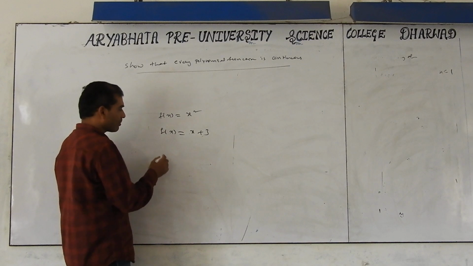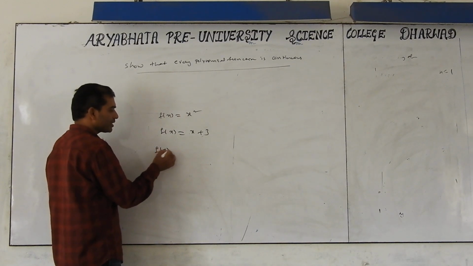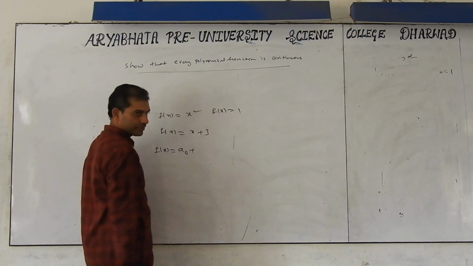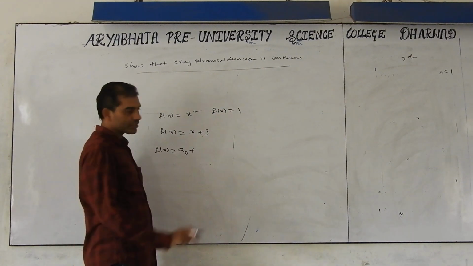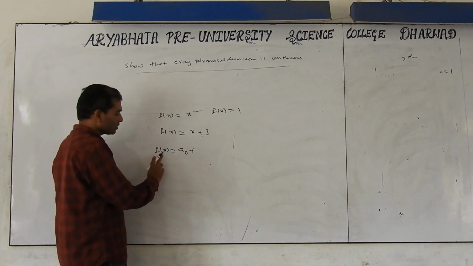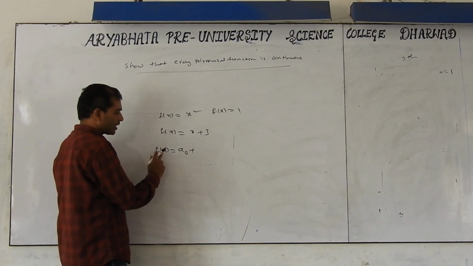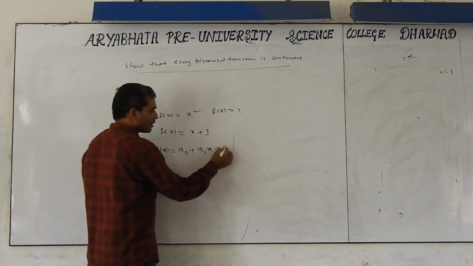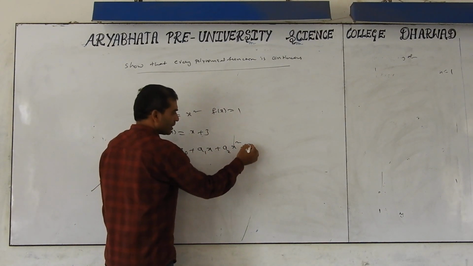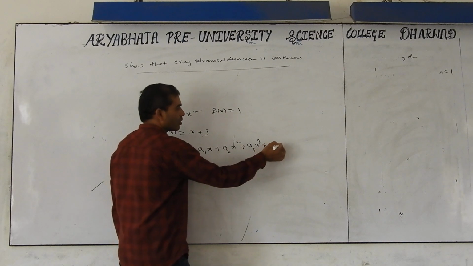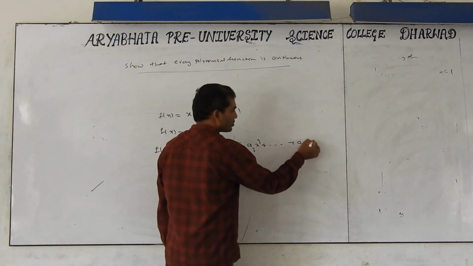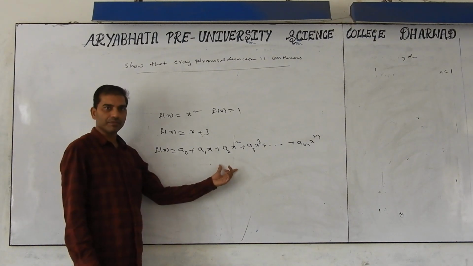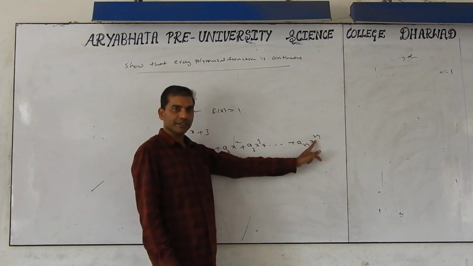So what is the general form of a polynomial? f of x is equal to a naught. A constant is also a polynomial, called a constant polynomial. So the polynomial general form is f of x equal to a naught plus a1x plus a2x square plus a3x cube plus so on, an x raised to n. This is the general form of a polynomial function, which has degree n.